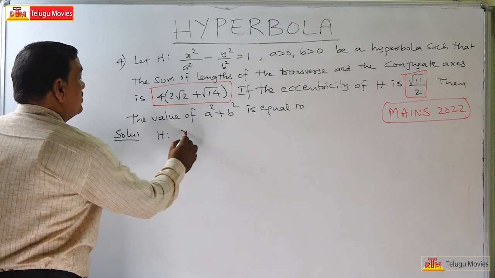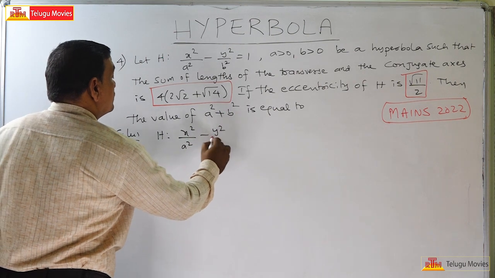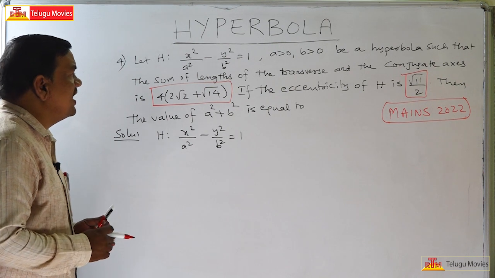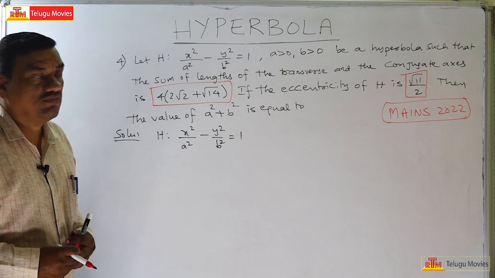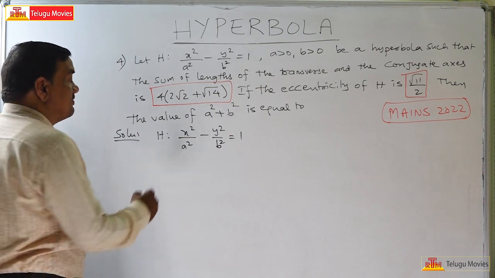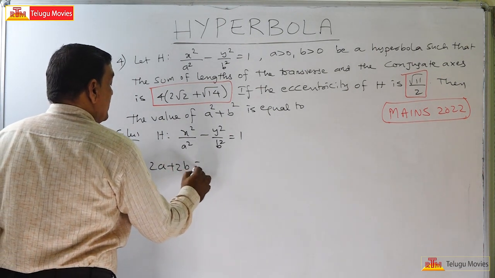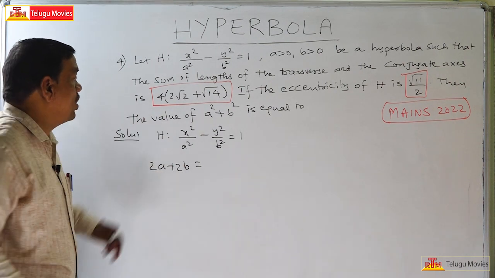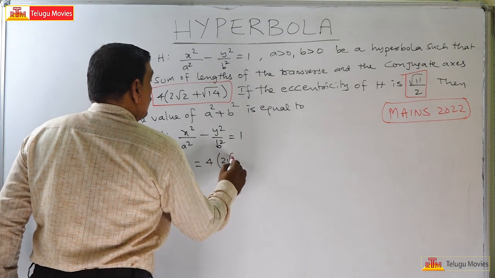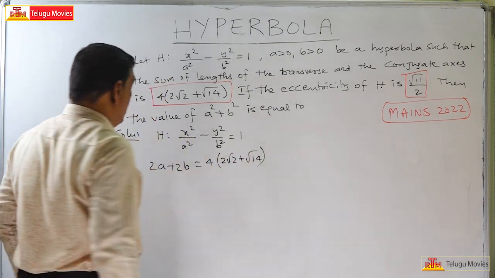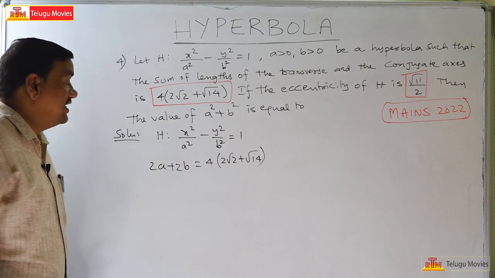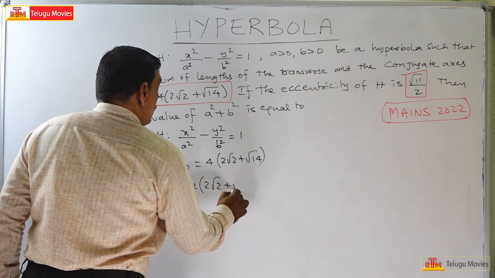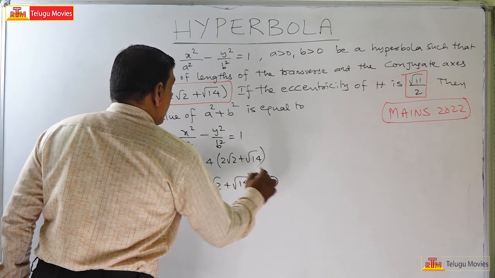So what is the hyperbola equation? x square by a square minus y square by b square is equal to 1. So first of all, the sum of the lengths of the transverse and conjugate axis. The length of the conjugate axis and transverse axis is equal to 2a plus 2b, which is given as 4 times 2 root 2 plus root 14. Okay, now here you can take 2 common and cancel it. So a plus b is equal to 2 times 2 root 2 plus root 14. Call it equation number 1.